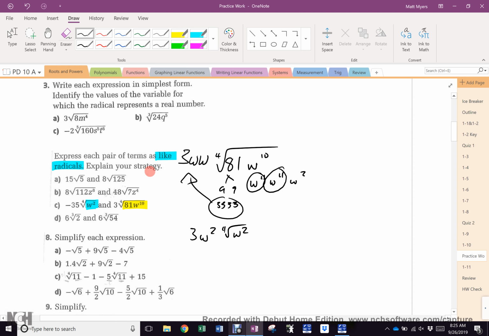Explain your strategy. What did you do? I simplified the one that could be simplified. That should be your strategy. That should be the first word every time you ask yourself, what do I need to do here? This looks like a complicated question. What do I need to do here? What should be your first word? Simplify. Why does it look complicated? Because it has not been simplified. Because simplified means make it simple.